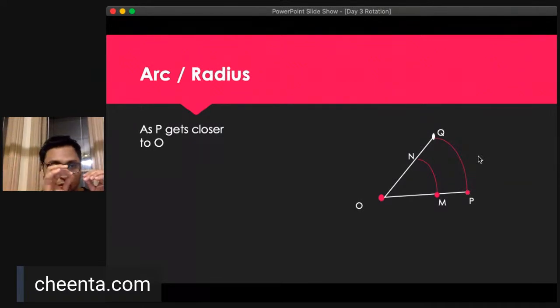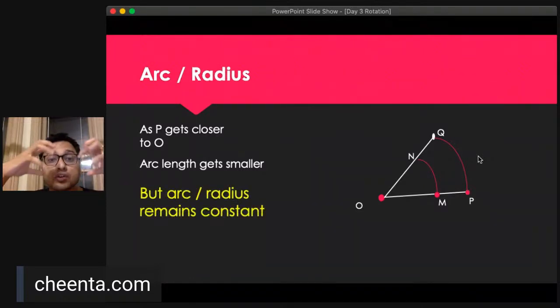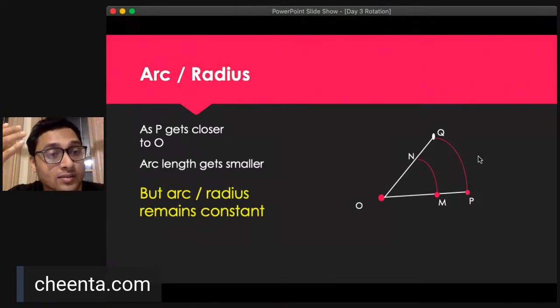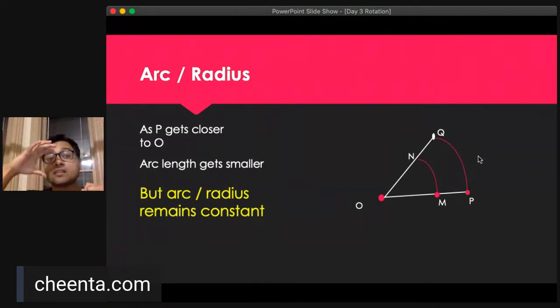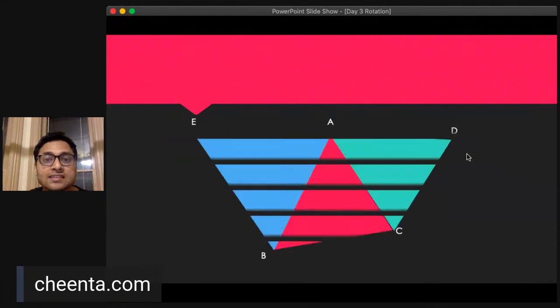As P gets closer to O, the length of the arc also reduces in size, so the ratio of arc and radius remains constant. So arc length gets smaller as P goes closer to O, but the ratio of arc over radius remains constant. So instead of taking the length of the arc as the measurement of rotation, what we do is we take the length of the arc and we divide it by the length of the radius. And then we take that ratio as the measurement of rotation.